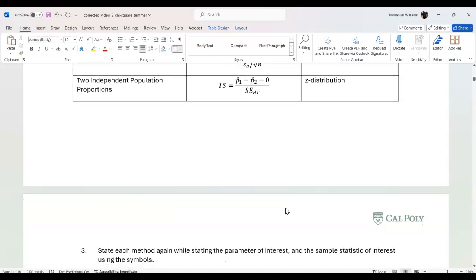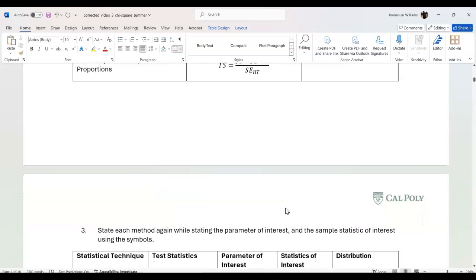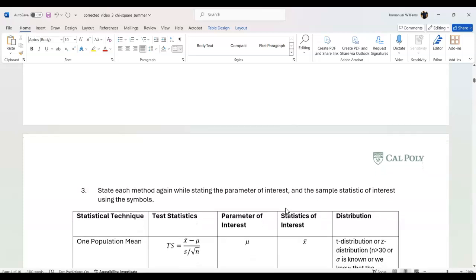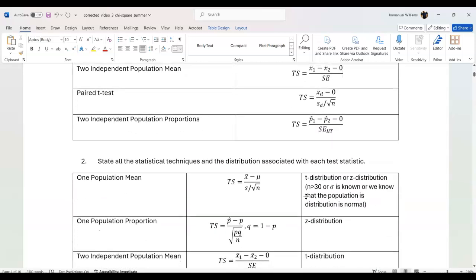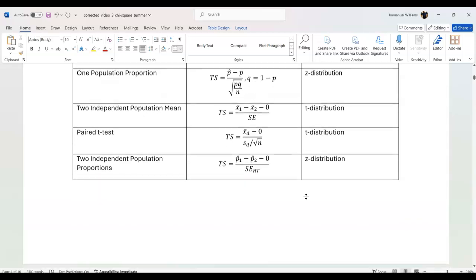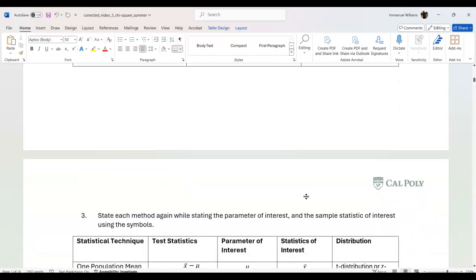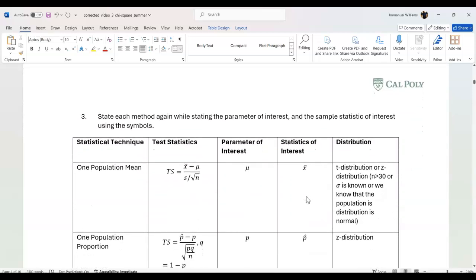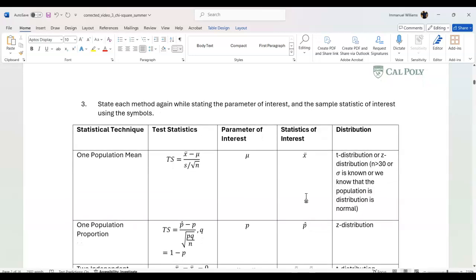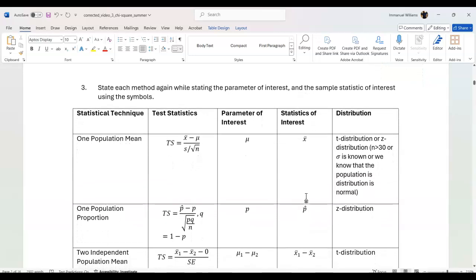So, first for one population mean, it should be just mu and x bar. As you can see, we're cascading, we're adding to the table. But the more you do it, the more practice you get. For one population proportion, it is going to be P and P hat. For 2 independent population means, the first statistical technique that you're supposed to learn in 252, it is going to be mu1 minus mu2 and x bar 1 minus x bar 2.